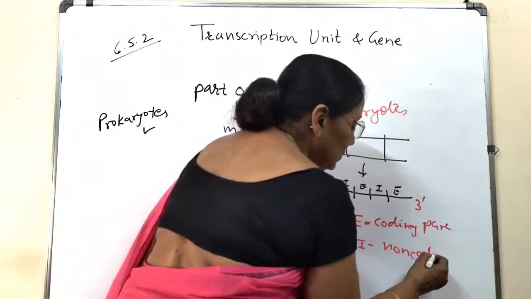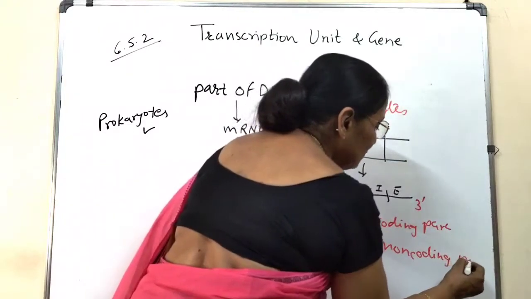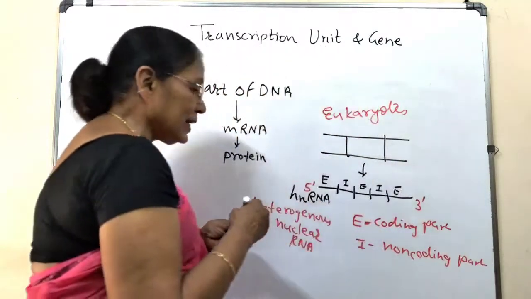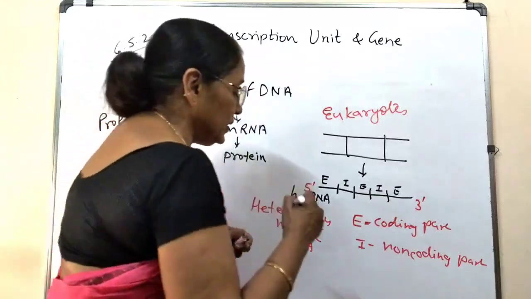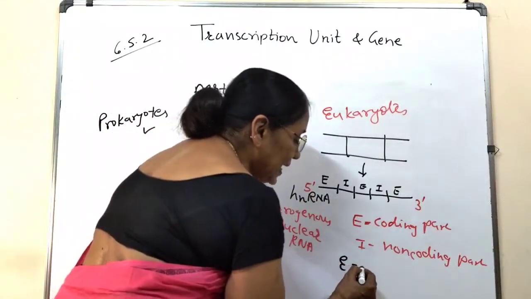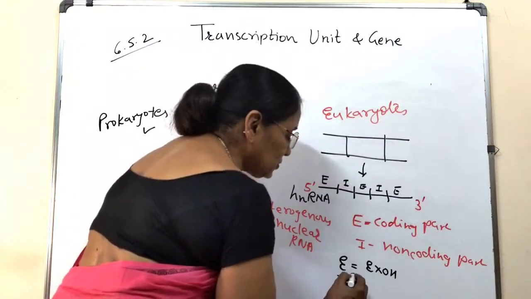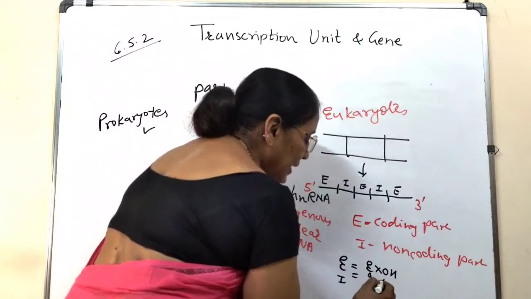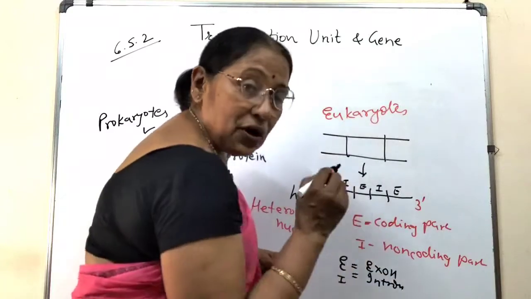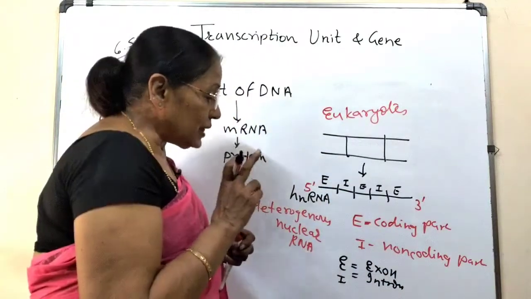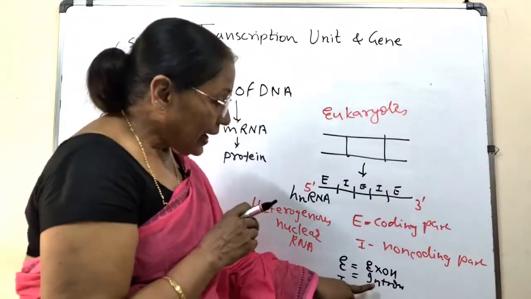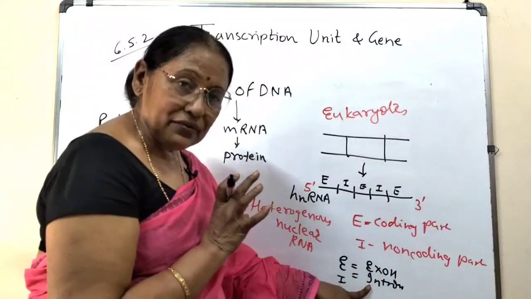It is the non-coding part. If you take its full form, then E stands for exon, and this I stands for intron. Exon and intron. Often students take exon as the non-coding one and intron as the coding one.